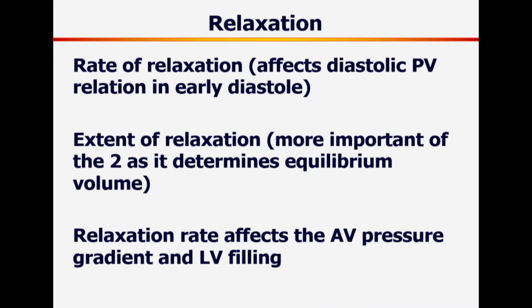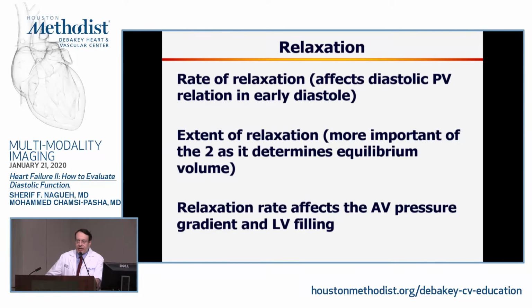Now, relaxation is a key component when one talks about diastolic function. How fast the relaxation takes place and also the extent to which the relaxation is complete determine the ventricular diastolic pressure. If you were to look at the two aspects of relaxation, how fast it takes place and how complete it takes place, how complete is the more important one. This is the one that determines equilibrium volumes that we may get to talk about briefly.